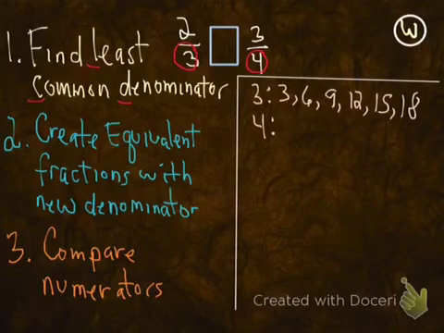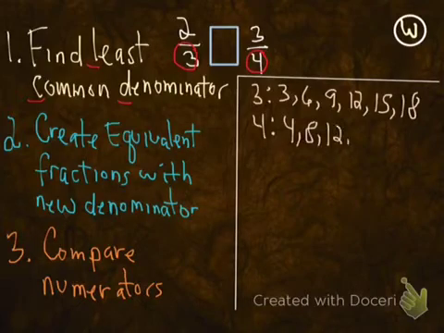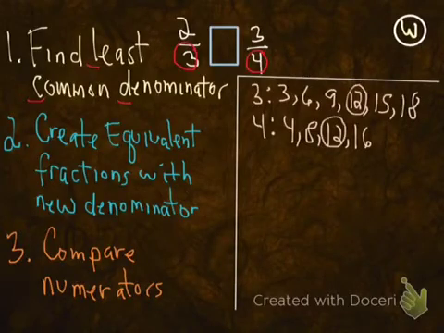Multiples of 4: we start with 4, 8, 12, 16. Oh, I can stop because look, I have a match. I have a 12 up here and a 12 up here. So we would call that our LCD, our least common denominator. Okay, so that's all of step 1.